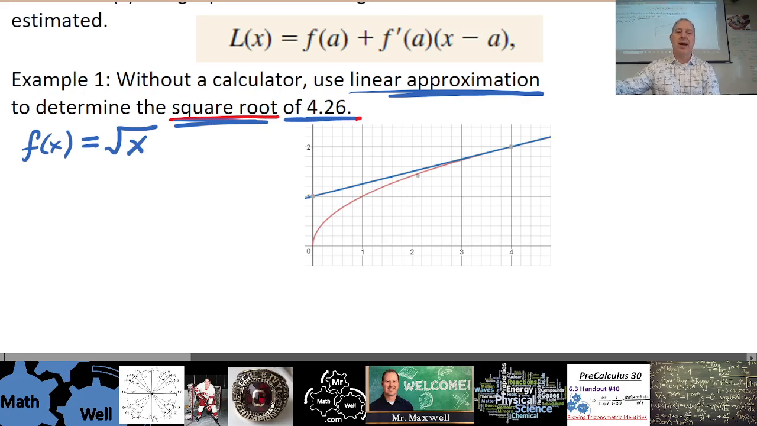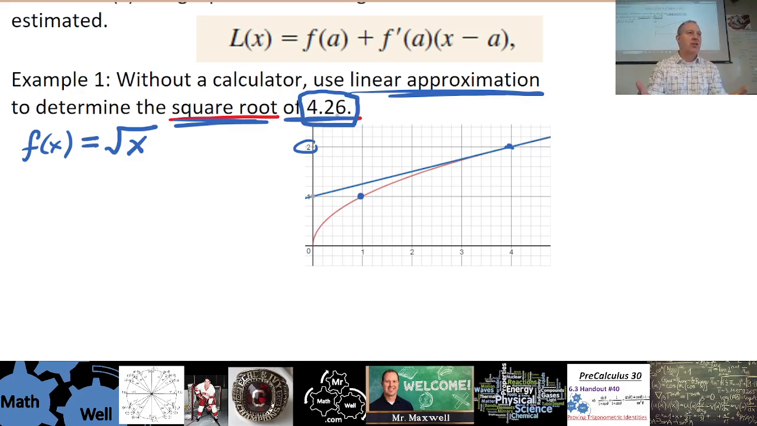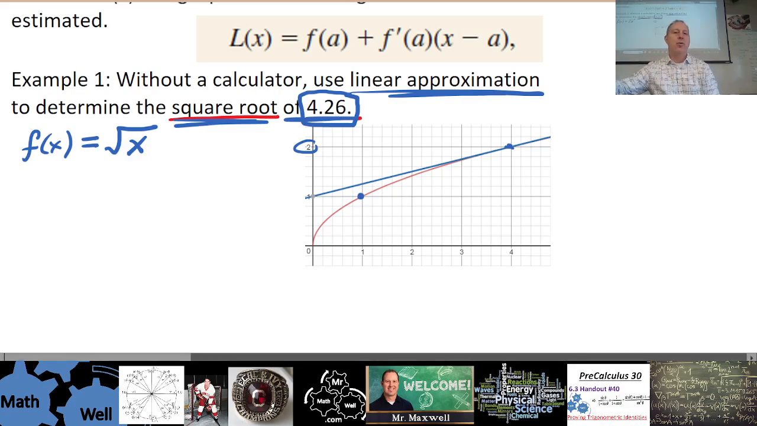And you can see on the graph here, this red graph appears to be the square root. The square root of x equals 1 is 1. The square root of x equals 4 is 2. Now, a good point of tangency is going to be a point that we know some values for that is near 4.26. If you have to choose a point of tangency, you're not going to choose the point 1, 1, because even if you do find the slope of this line, 4.26 is over here somewhere. So this is going to be a horrible approximation.